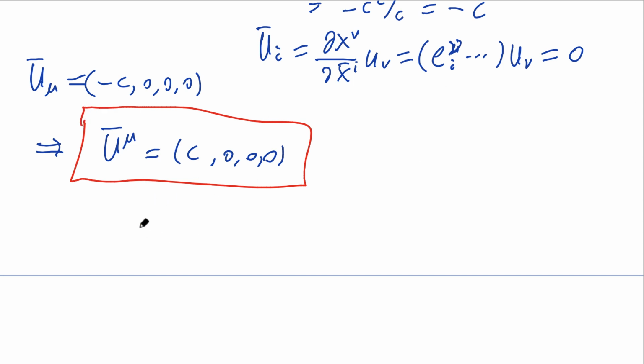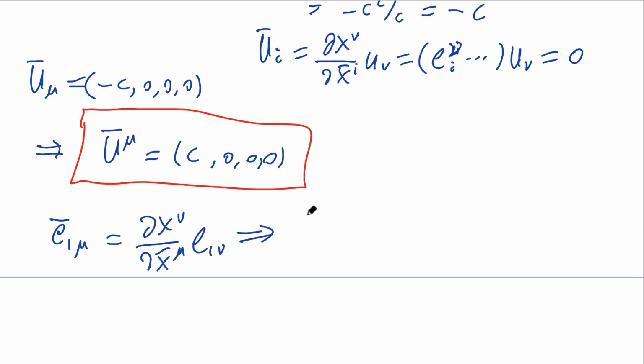And now we can do a similar calculation for the spatial basis vectors. For example, E1, and now I need to move the index down. Let's look for the Fermi normal coordinate components of E1 with a down index. This is partial x nu with respect to x bar mu times E1 nu. Setting the index mu equal to 0, we have E1 0 equals partial x nu with respect to x bar 0 times E1 nu.